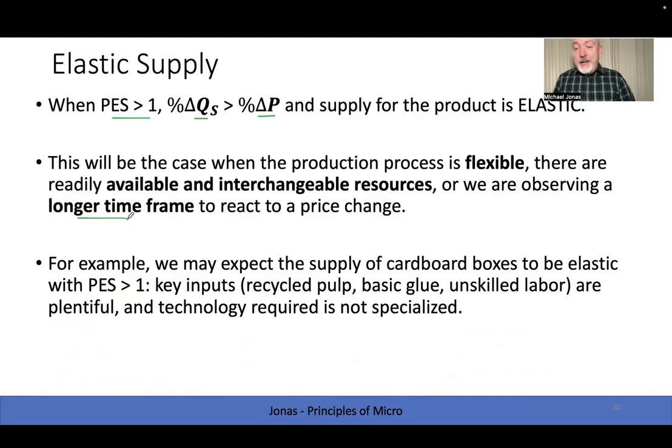So, not a great example, but one that comes to mind: something like the production of cardboard boxes, right? We're not looking at highly skilled labor and natural resources that are scarce. The physical resources that go into it, the human capital, the labor are pretty readily available. So it's not going to be that difficult to ramp up your production when it becomes profitable to do so. So that kind of scenario would be an example of a more elastic supply.